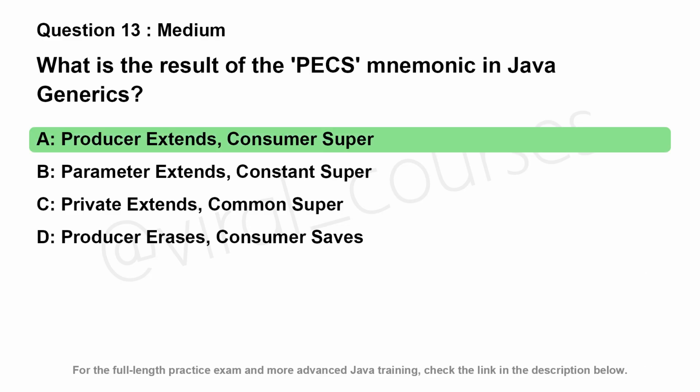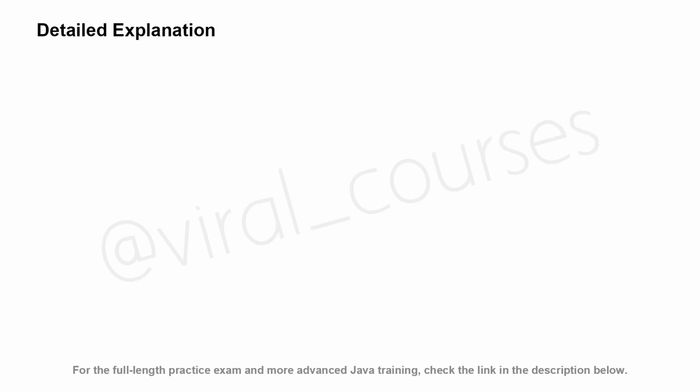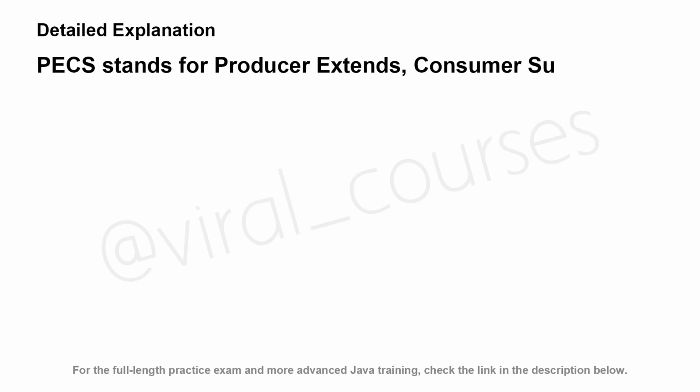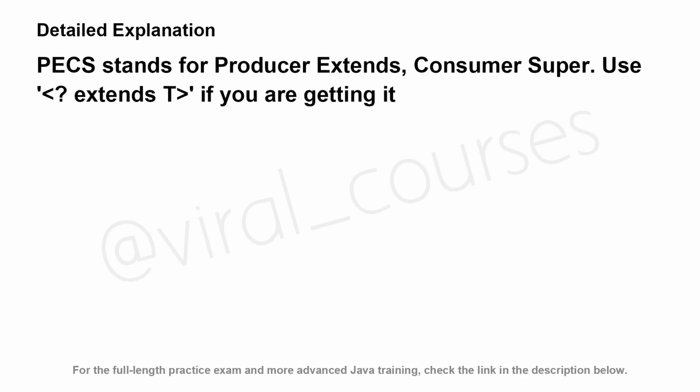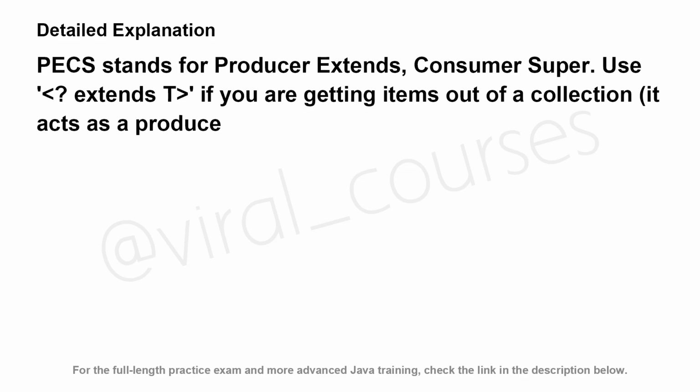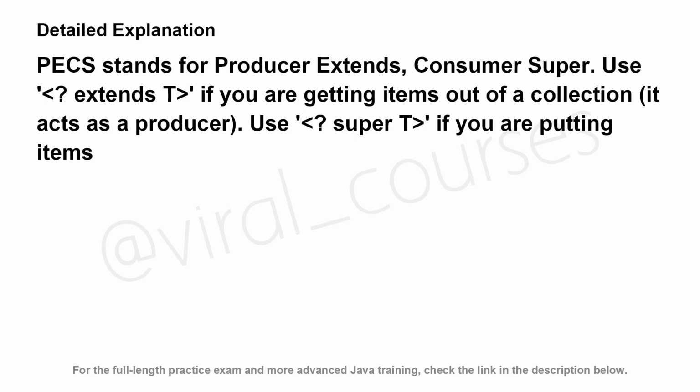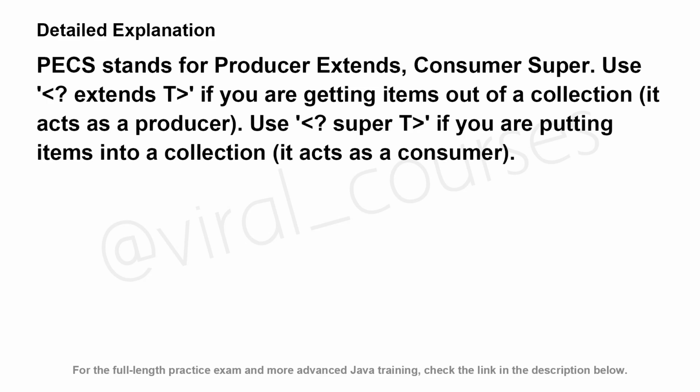The correct answer is A. PECS stands for Producer Extends, Consumer Super. Use <? extends T> if you are getting items out of a collection. It acts as a producer. Use <? super T> if you are putting items into a collection. It acts as a consumer.